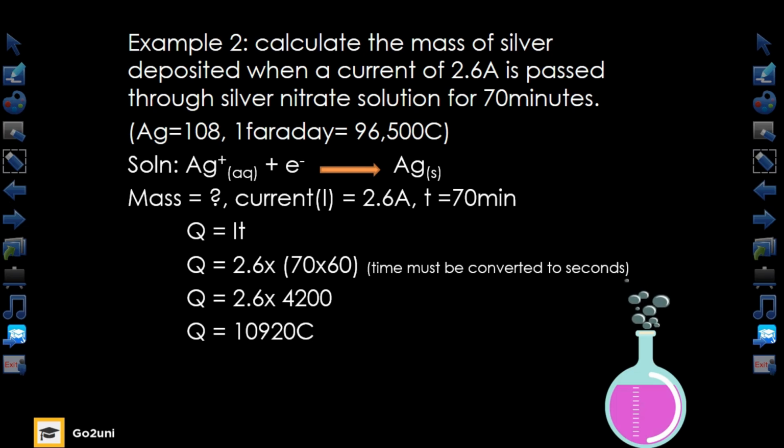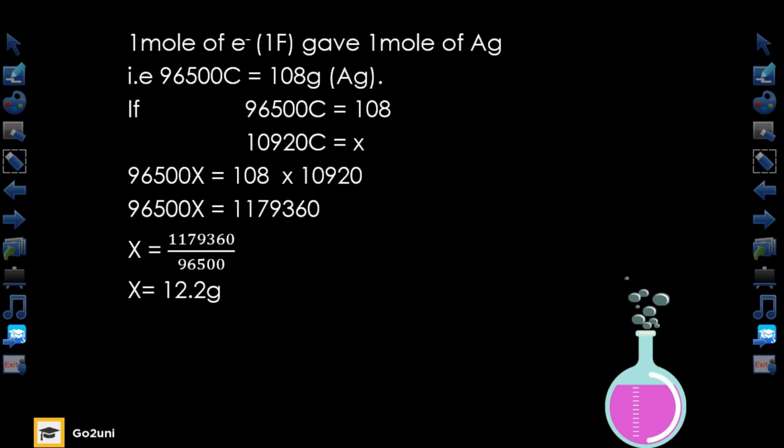And 1 Faraday is equivalent to 1 mole of electron. So if we have seen that and we are clear about that, it means that to know the mass of silver that is deposited, from our equation, 1 mole of electron, or we may say 1 mole of Faraday, since 1 mole of electron is equivalent to 1 Faraday. So 1 mole of electron, which is also same as saying 1 Faraday, led to the deposition of 1 mole of silver.